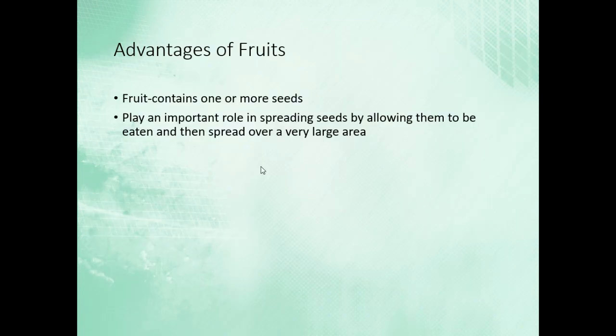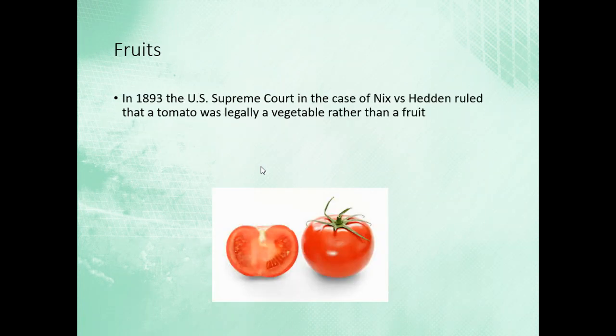Advantages of having fruits. Fruit are going to contain more than one seed, normally, but some do just contain one seed individually. They play an important role in spreading seeds by allowing them to be eaten and then spread over a very large area, or maybe they are going to attach themselves to an animal and be carried away. Regardless, they can move pretty far pretty quick.